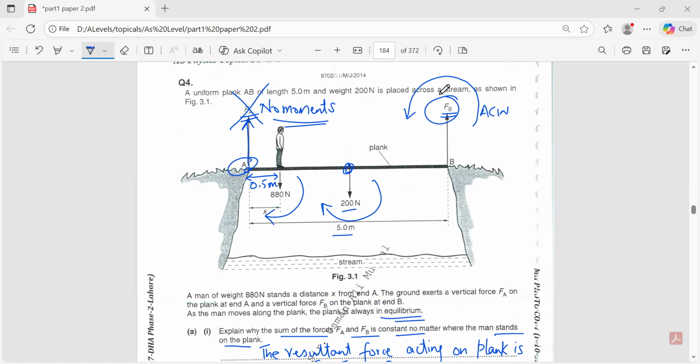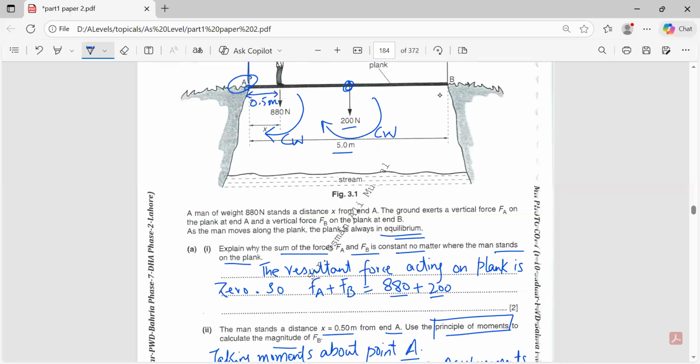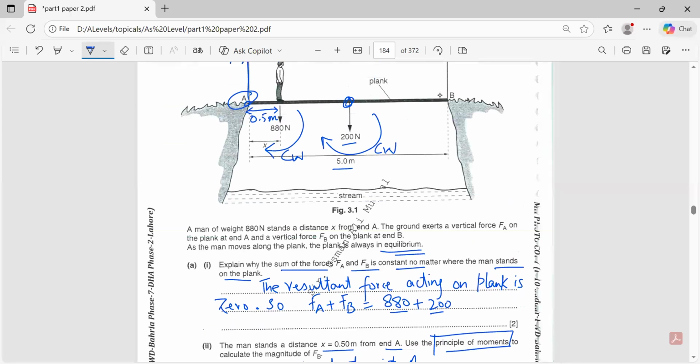All right. So next, there is going to be a 200 Newton force downward. There is an 880 Newton force downward, right? So this is a clockwise moment, this is a clockwise moment, and this is an anti-clockwise moment. So we find the sum of clockwise moments. First of all, what will be my clockwise moment? The clockwise moment for this is 200. And what is the distance till the pivot? This distance will be 2.5, because the total length is 5, so half of it is 2.5.